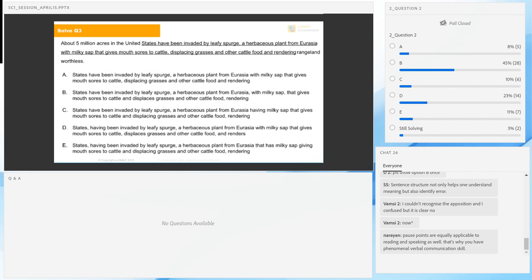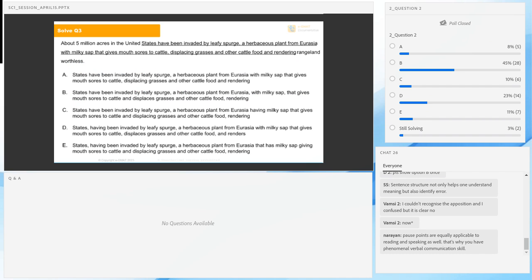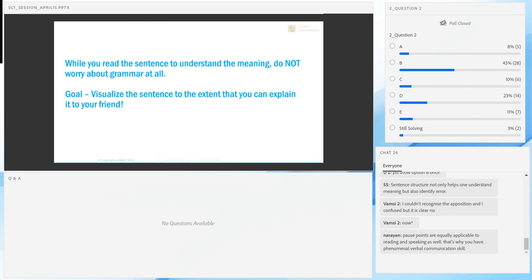Now, we are down to our next question. Another thing which is very important to understand is that whenever you're reading the sentence, you don't worry about grammar at all. Your intent should be to understand the sentence to such a degree that you can explain that sentence to your friend. That's another way to think about to what level you need to understand the sentence.